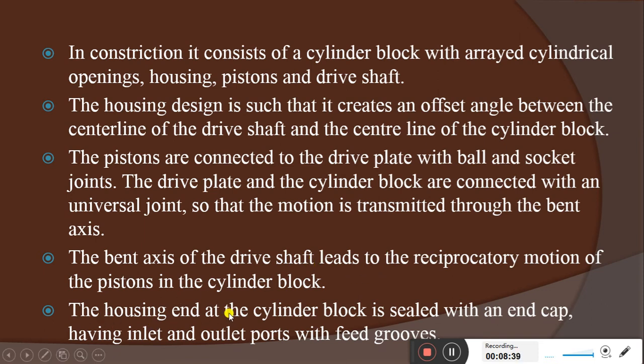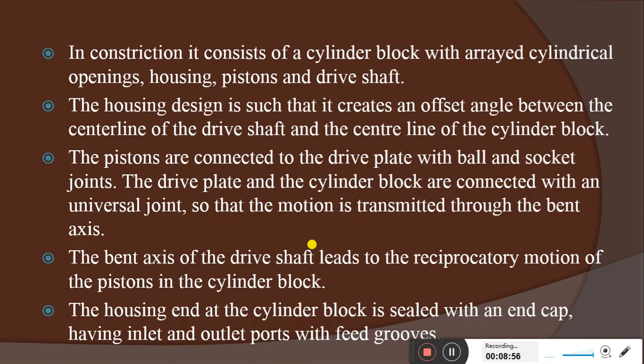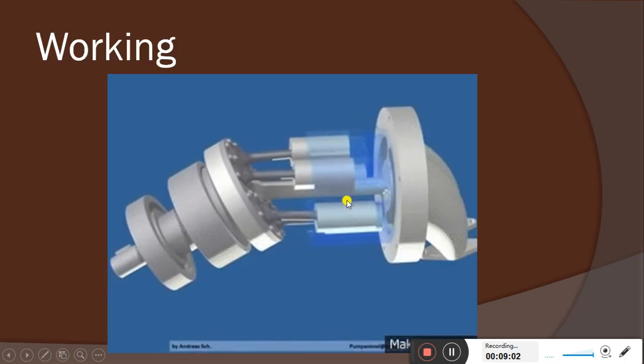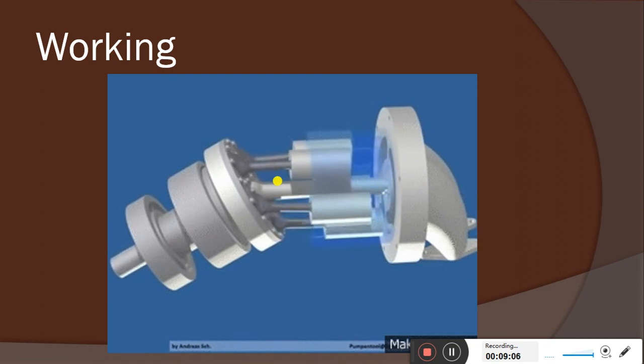The housing end at the cylinder block is sealed with an end cap having inlet and outlet ports with feed grooves. Okay, so in the housing we have the end caps. Because of that, the inlet and outlet can happen in this pump. You can see this diagram. It is not that clear, but you can know how the operation takes place here.